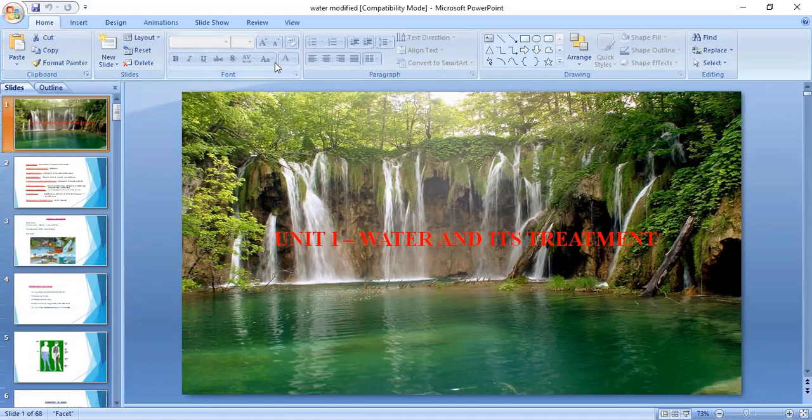Okay, so unit 1, water and its treatment. When we are talking about water, first of all, it's a natural resource, and it's a very important resource to everyone. It is called a universal solvent. Why? Because it is very essential to everyone. And the molecular formula of water is H2O. Okay, so then next.